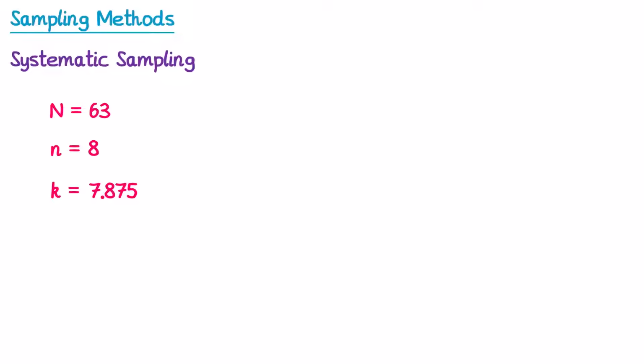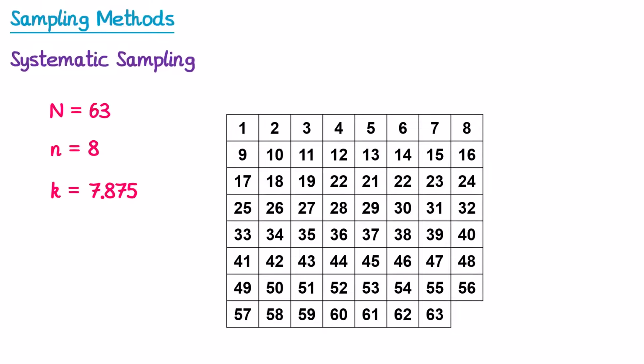The next step in the method is to randomly sample one of the first k items. Now how can we randomly sample one of the first 7.875 items? That doesn't make much sense. And then we would sample every 7.875th value after this one. Once again, that doesn't make any sense. So we're going to have to adapt the method to cope with this. One way to do this is as follows.